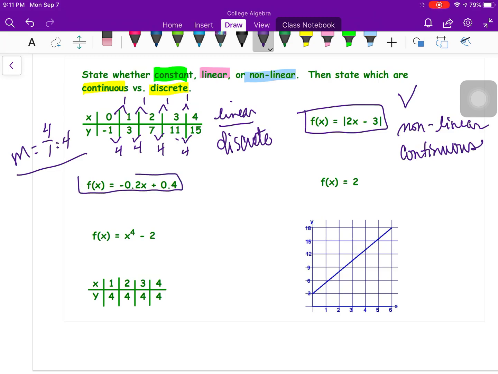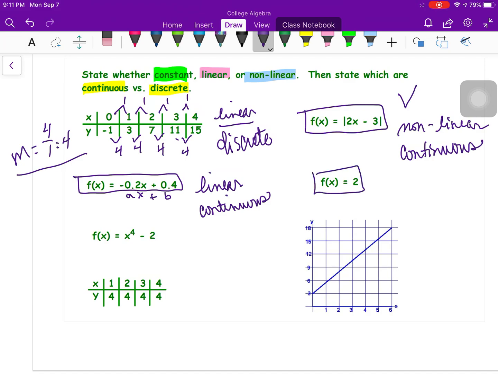Again, I have a symbolic representation. F of x equals negative 0.2x plus 0.4. Well, that is linear because it is of the form ax plus b. And since it is linear, to draw a line would be continuous when I have an equation.